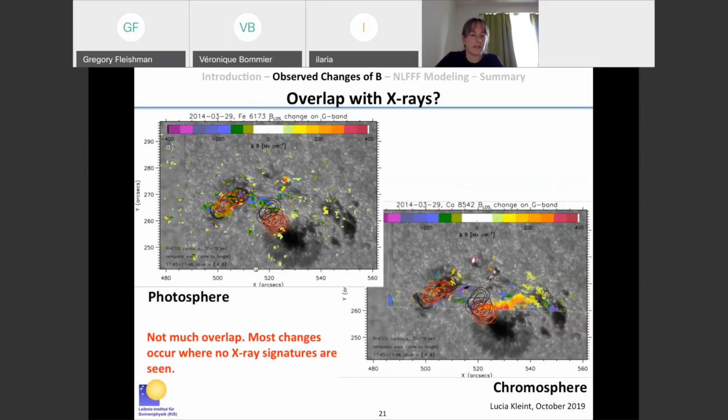If we overplot the hard X-rays and the changes, we can see there is not really much overlap. It's actually that the magnetic field changes seem to rather avoid where hard X-rays are. The main contours going to the big sunspot are very prominently located where no magnetic field changes occurred. In the other sunspot, it coincides, but that was the weaker source in X-rays. What we can conclude from that is that white light and hard X-rays do not seem to be closely correlated to magnetic field changes, at least in this flare.